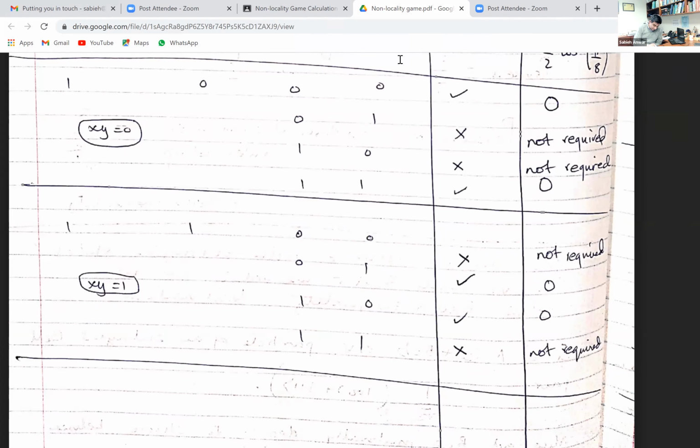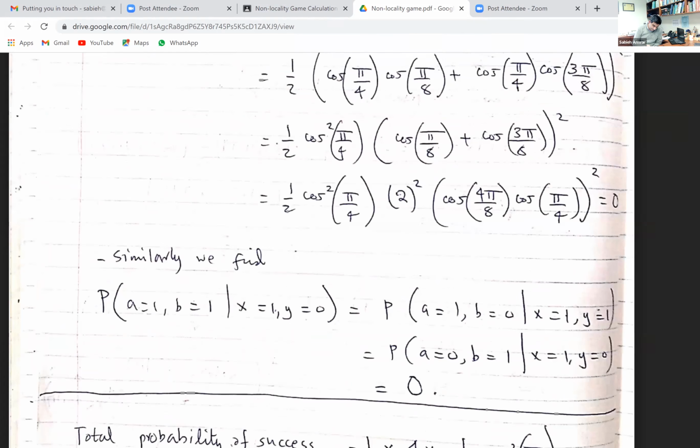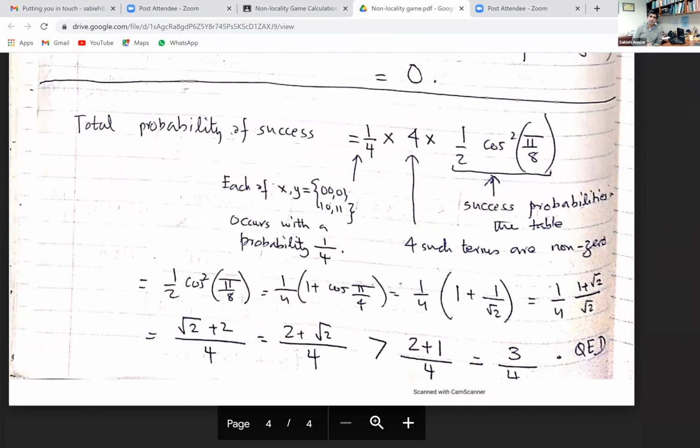So I do all of these probability calculations and then I add them up. I have four probabilities, each one of them is half cosine squared pi by 8. But then there are four different kinds of inputs. X, Y could be 0 0, 0 1, 1 0, and 1 1. So with each probability, I have to pre-multiply with a factor of 25%, or 1 by 4, because the probability of each particular input x, y is a quarter. When I do all of this calculation, my answer is (2 plus root 2) over 4, which is greater than 3 over 4.